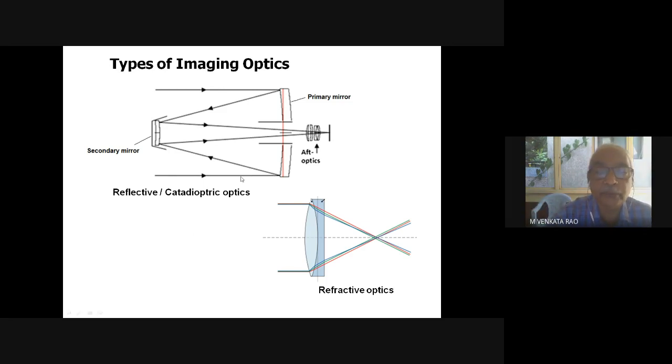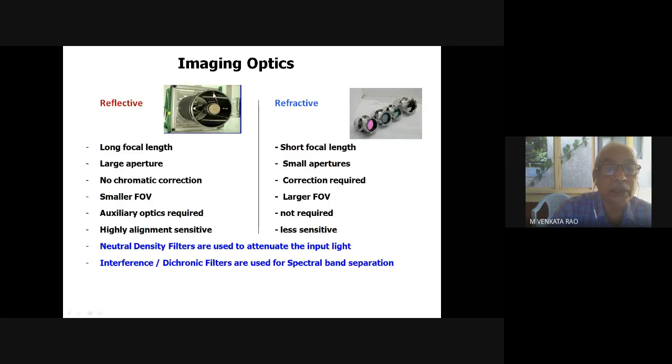So these are the two types of basically optical systems we use. Here you can see this is a panchromatic camera. This is the primary mirror inside, and this is actually on the other side. This is the back of the secondary mirror. This is held with some tripod type of stand.